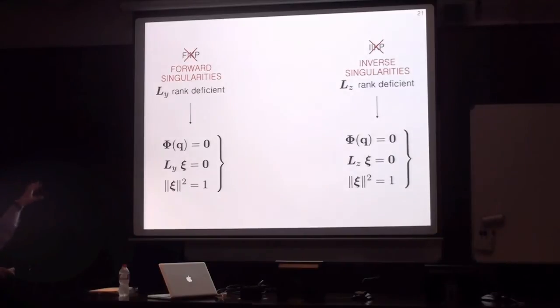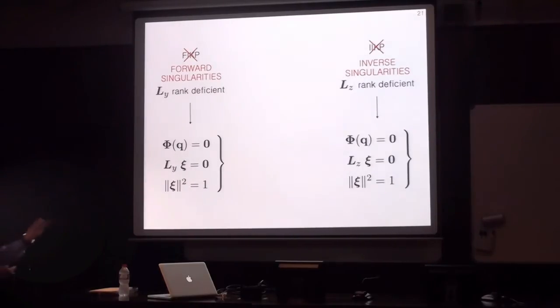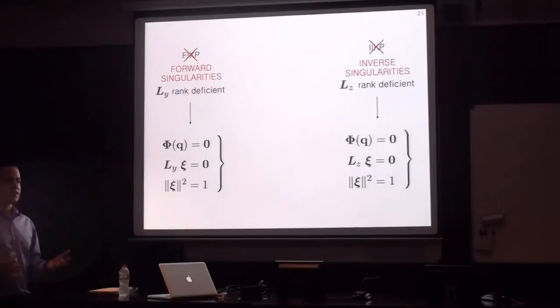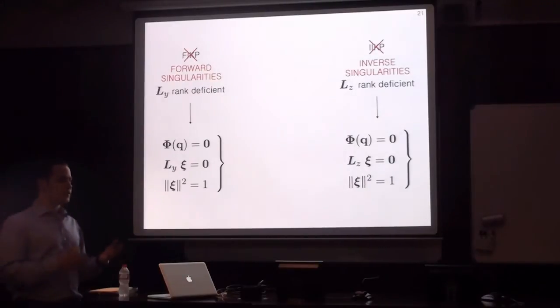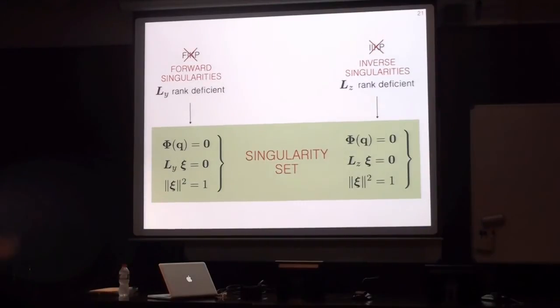In these two systems, the first line just constrains the vector q to be a valid configuration of the manipulator. And the second and third lines just impose the rank deficiency of the matrices Ly or Lz. So following this, the whole singularity set of a manipulator can be found as the union of the solution sets of these two systems of equations. So now we will see how we propose to compute this singularity set by solving these two systems of equations.